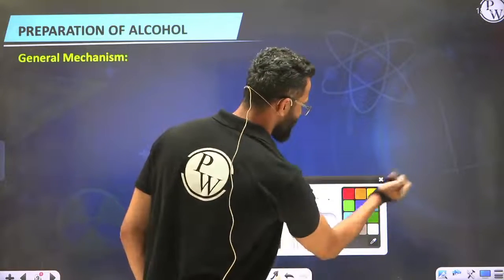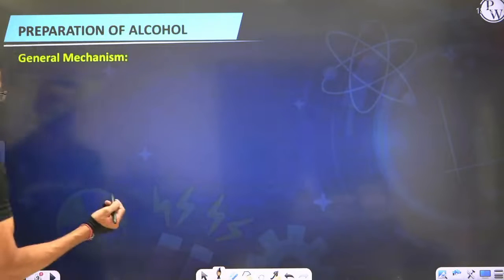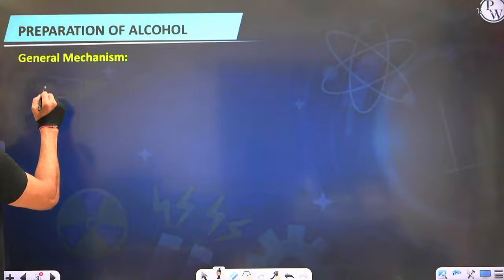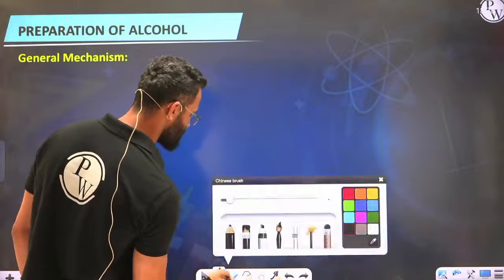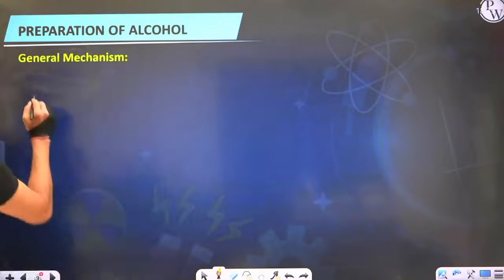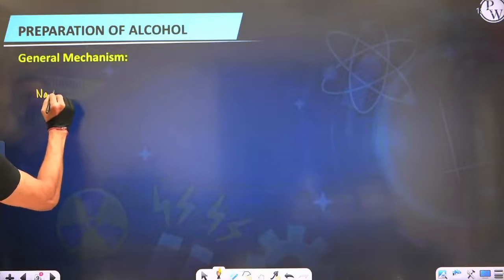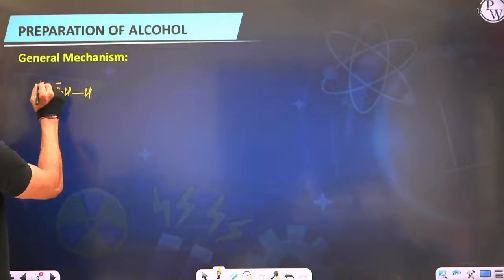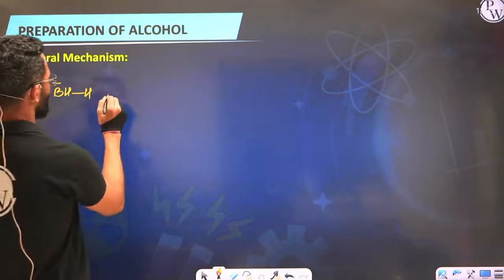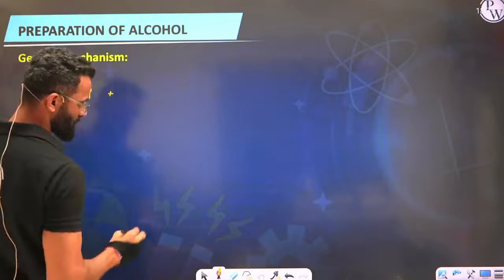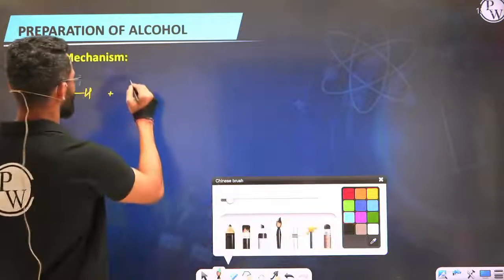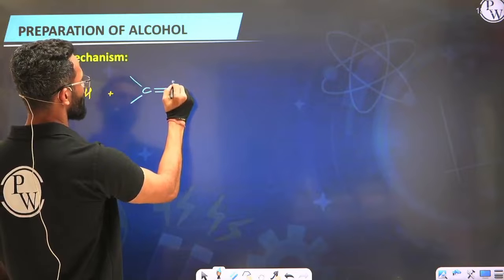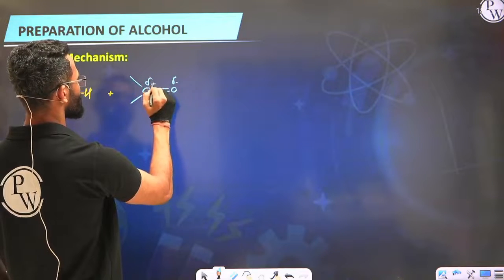Well, guys, you don't have to know the detailed mechanism. I will just make you understand how this takes place. Let's say I'm talking about sodium borohydride, NaBH4, for our convenience I'm writing it like this. And we are allowing this to react with some carbonyl compound. Of course, this is going to be either an aldehyde or a ketone. So O being more electronegative acquires delta minus, and carbon acquires delta plus charge.